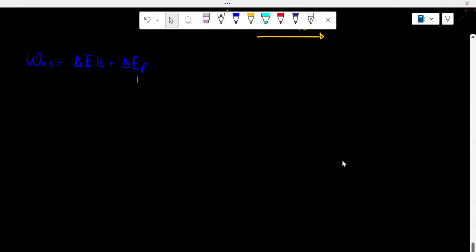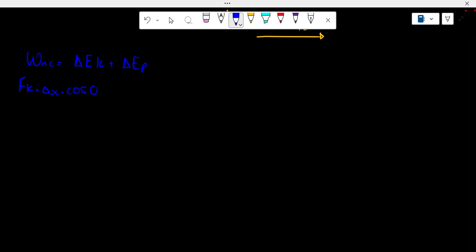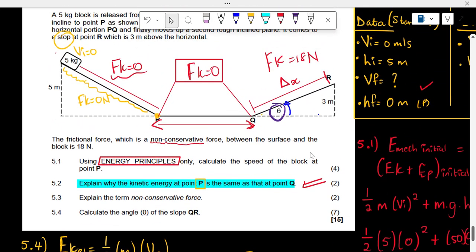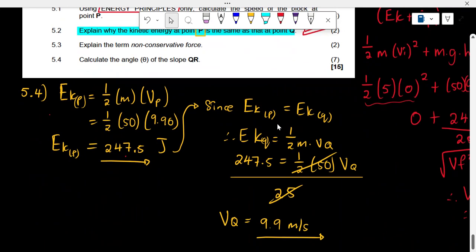Yes. So when I need to expand W_nc, I can say this is the work done by friction, Fk times delta x times the cosine of theta. Why am I saying Fk? Because this is the only force that's acting on the object that is considered to be a non-conservative force. Or said differently, Fk is the only non-conservative force acting on the object from point Q to point R.